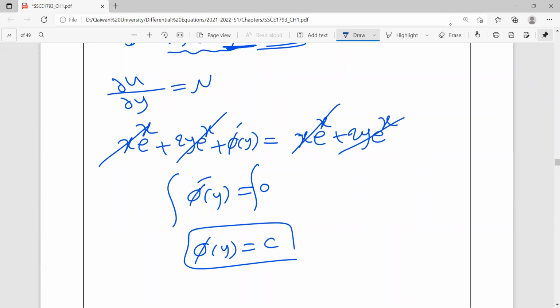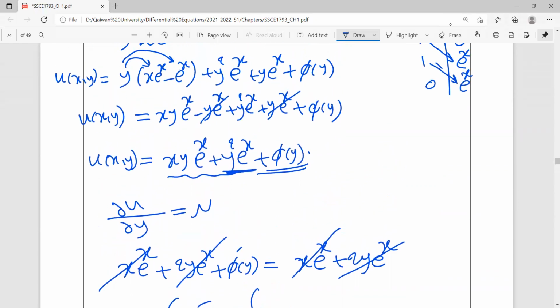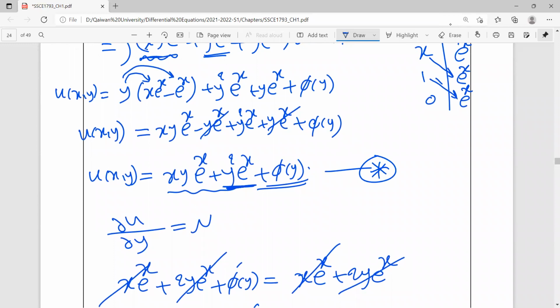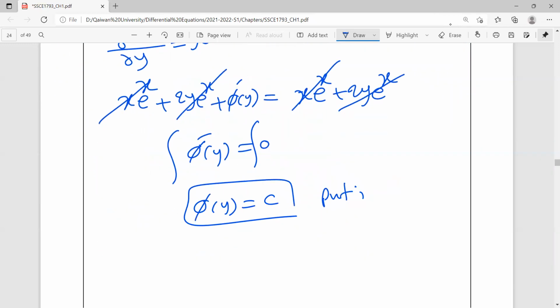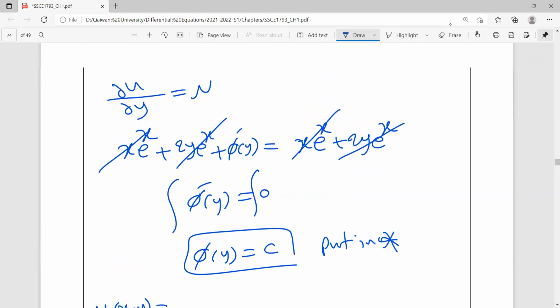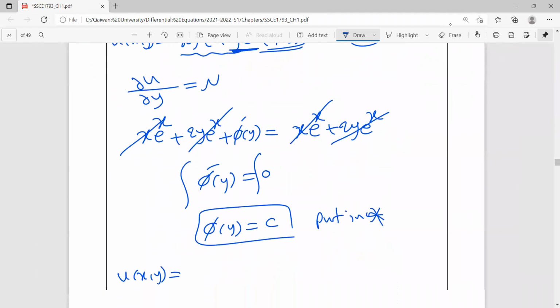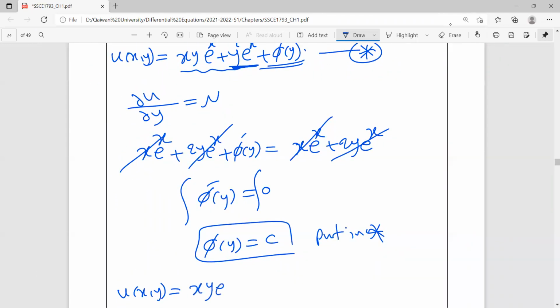That means we just replace phi of y by c in this equation. Let's say this is star. Put in star. So u of xy equals xy e^x plus y squared e^x plus c equals 0. And we can say, we move this to the other side, we get xy e^x plus y squared e^x equals, let's say, c1 or minus c. It's the same.